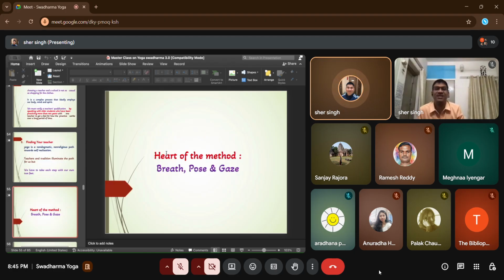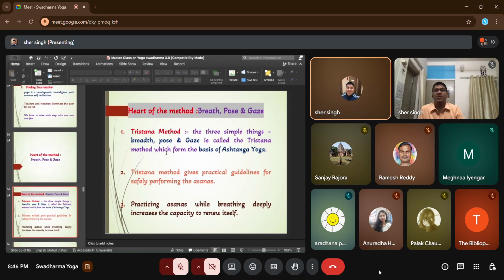Then we come to our practice, the heart of the method, as Anuradha ji told: pose, breath, and gaze. This is the heart of the practice. It is called the Tristana method. Tristana consists of three simple things: breath, pose, and gaze. Tristana gives practical guidelines for simply performing the asana.